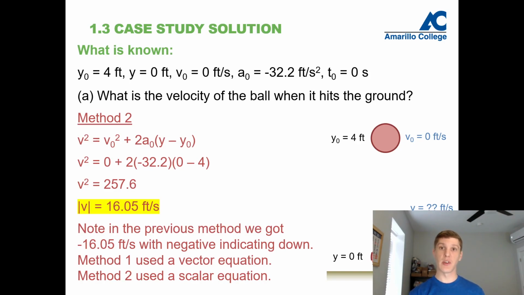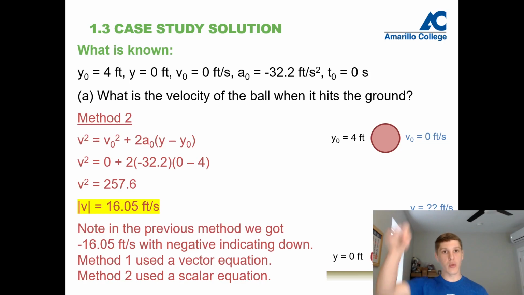Once again, our initial velocity is 0, and our acceleration is a constant negative 32.2 feet per second squared. I know that my final position when the ball hits the ground, so just y, is 0, and my initial position is 4. So I can plug all these values into this equation, and you'll notice that we end up with v squared equal to 257.6. I can take the square root of that, and my velocity must be plus or minus 16.05. Because I take the square root, it can be plus or minus, and now I am responsible for determining the sign.